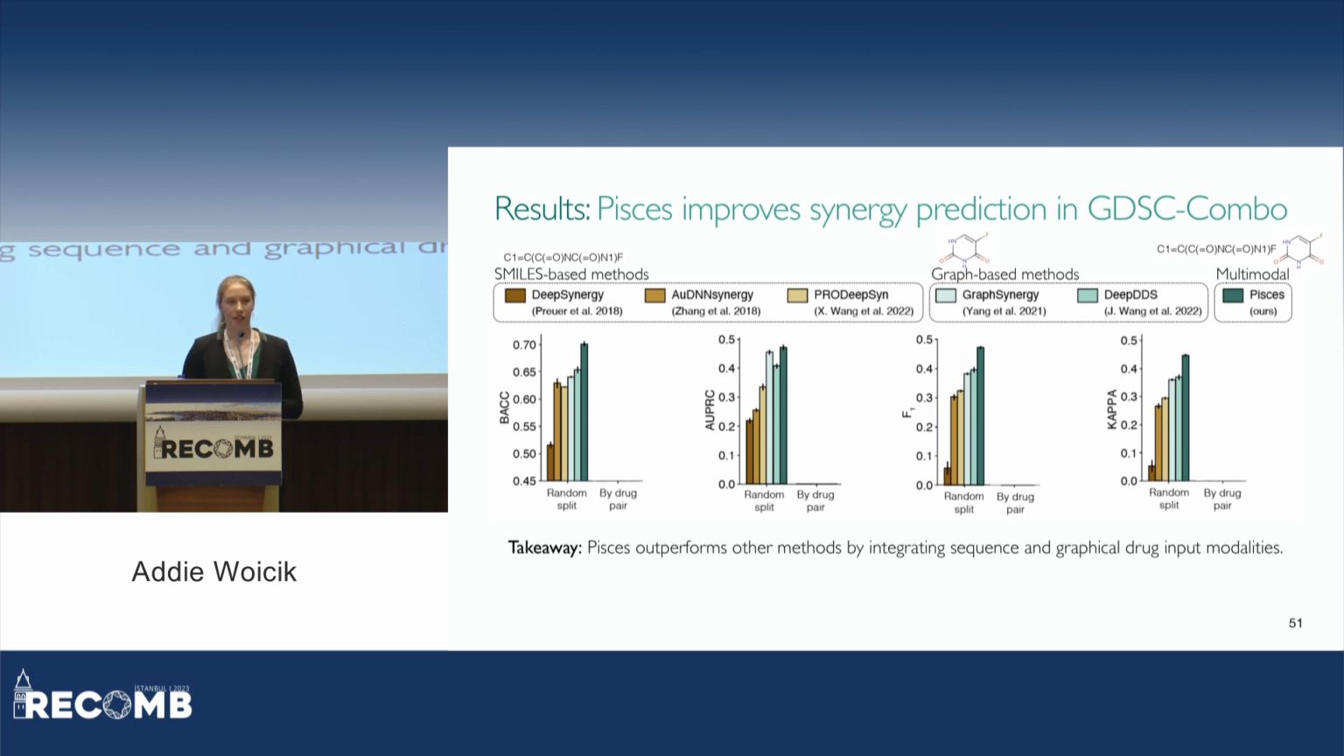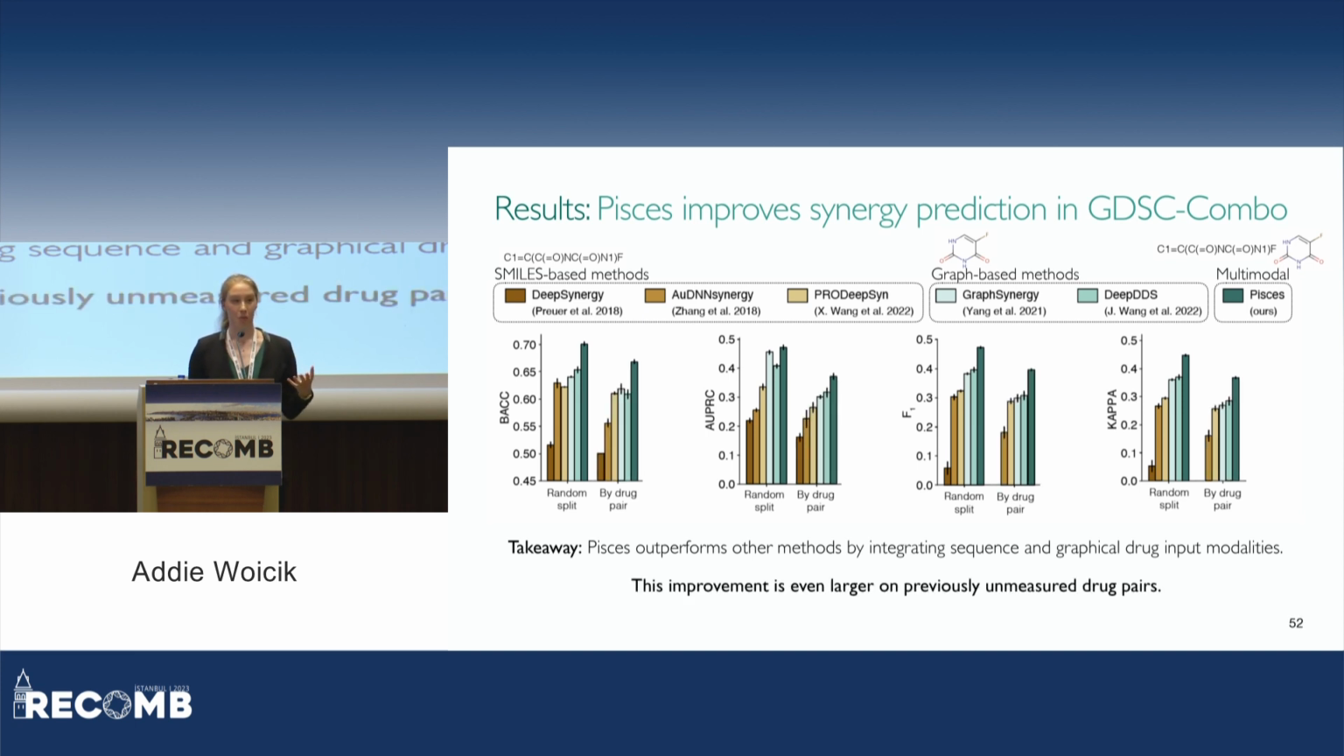We next considered a slightly more challenging setting where we stratified our test set according to the drug pair. So in this case, triplets in the test data are for a combination of drugs that we've never seen together before during training. And in this case, we see that Pisces still outperforms the other models, and actually this relative improvement is larger than it was in the easier cross-validation setting. We think this really speaks to the generalization power of performing this modality integration step.